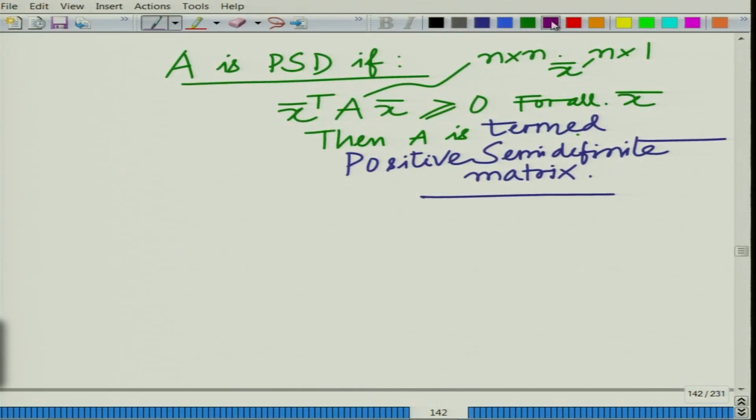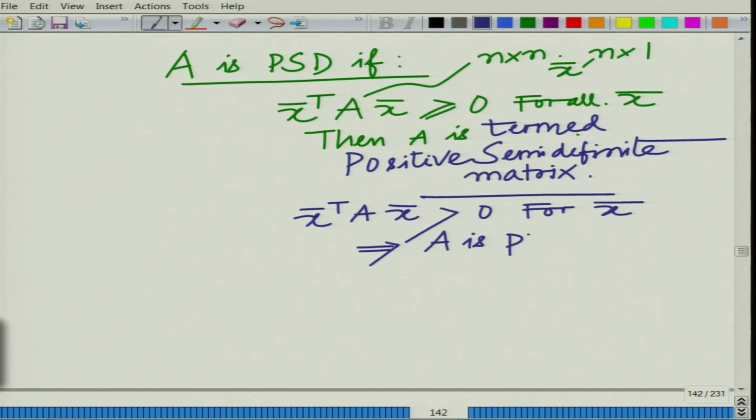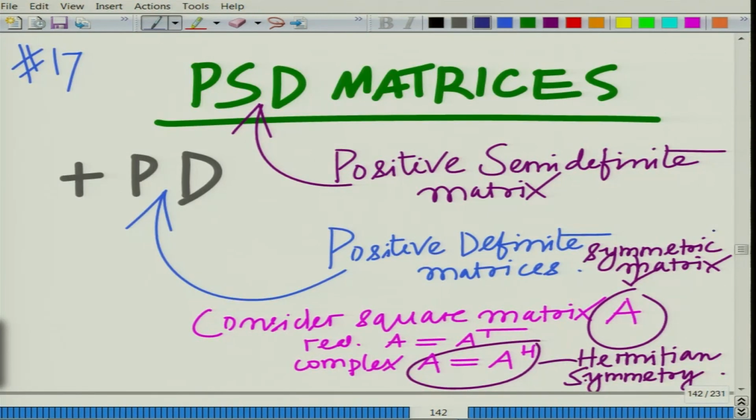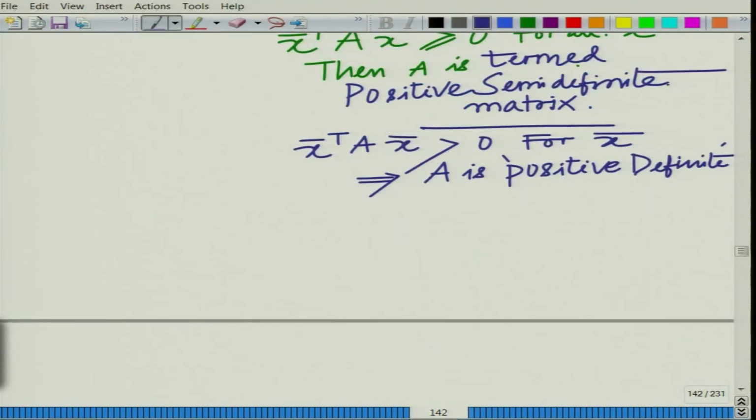On the other hand, for a positive definite matrix, if A is real, x bar transpose A x bar greater than 0 for all x bar, this implies A is a positive definite, or what we are also calling a PD matrix, right.